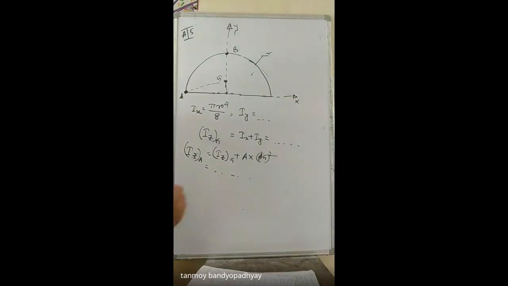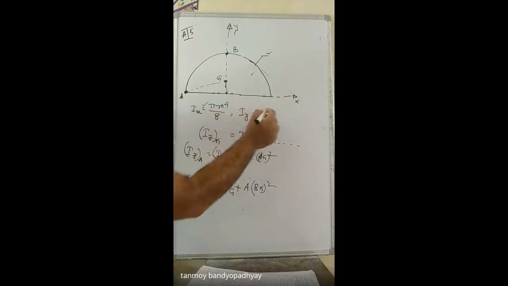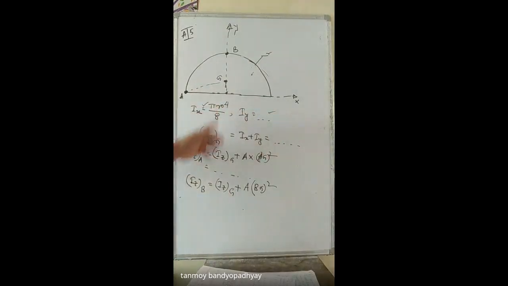And similarly IzB. So IzB should be equal to IzG plus area of the semicircle into BG square. Once you know these two values, just check what Iy is and then put the values here. You'll get the values of IzA and IzB. So this one is your homework.